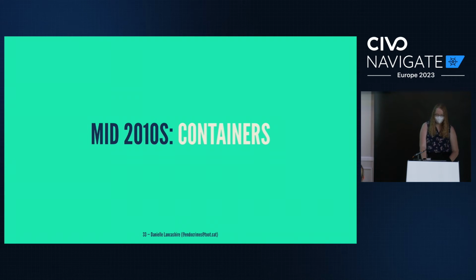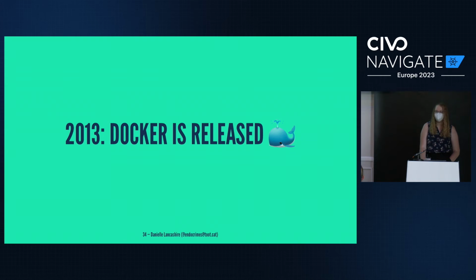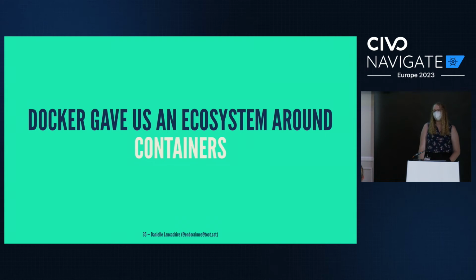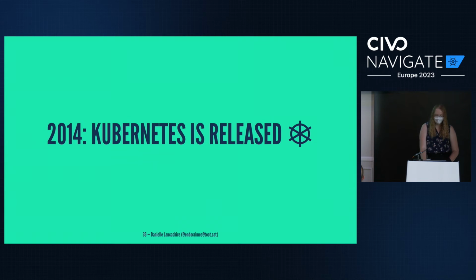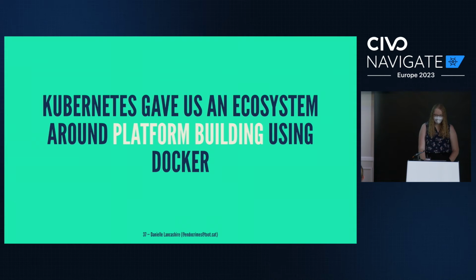With containers. In 2013, Docker was released. And Docker gave us an ecosystem around containers that we all still use to this day. And it also gave rise to another interesting piece of technology that everyone here should be familiar with. In 2014, which is weird to believe, it's less than 10 years still, Kubernetes was released. And whereas Docker gave us an ecosystem around containers, Kubernetes gave us an ecosystem around platform building using originally just Docker.